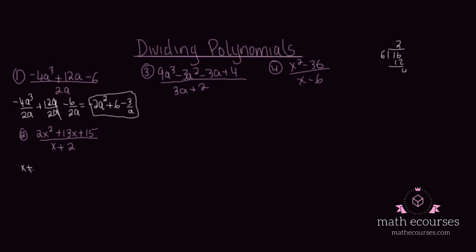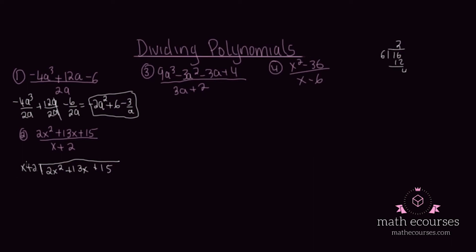Okay, so for this one, whatever is in the denominator will go outside. So I have my x plus 2 on the outside, and then on the inside you want to put what's on your numerator, but you can't have any missing terms. By that I mean your exponents need to be going in order. So I have x squared, so x to the first power should be next, and then there's no x. So on this one I don't have any missing terms, so I'm going to go ahead and write it. If you have a missing term, you need to fill it in with a 0.